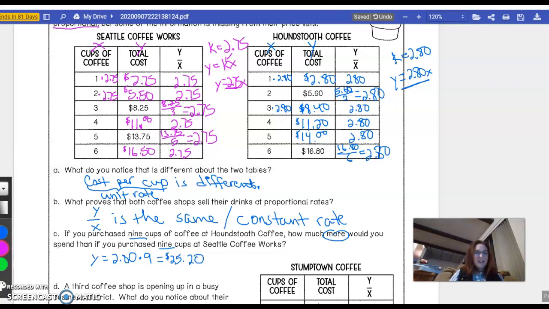If we do it at Seattle Coffee Works, this equation here, 2.75 times 9 works out to be $24.75. So how much more do you pay? Well, you subtract them, and you'll figure out that's 45 cents more.